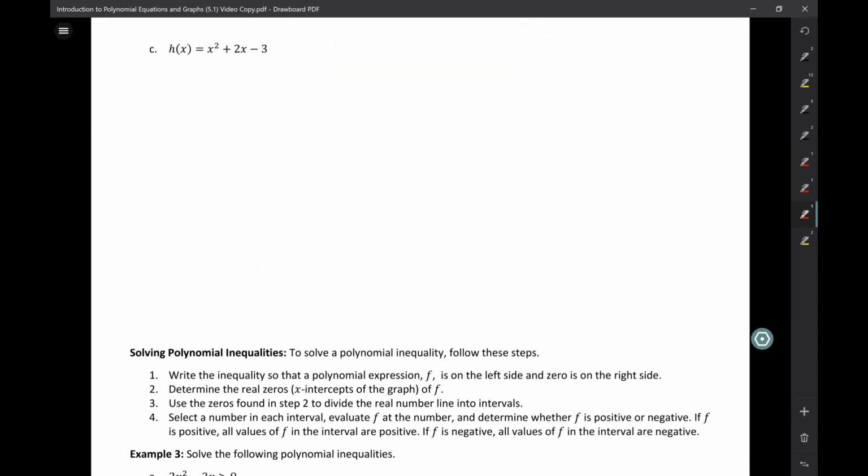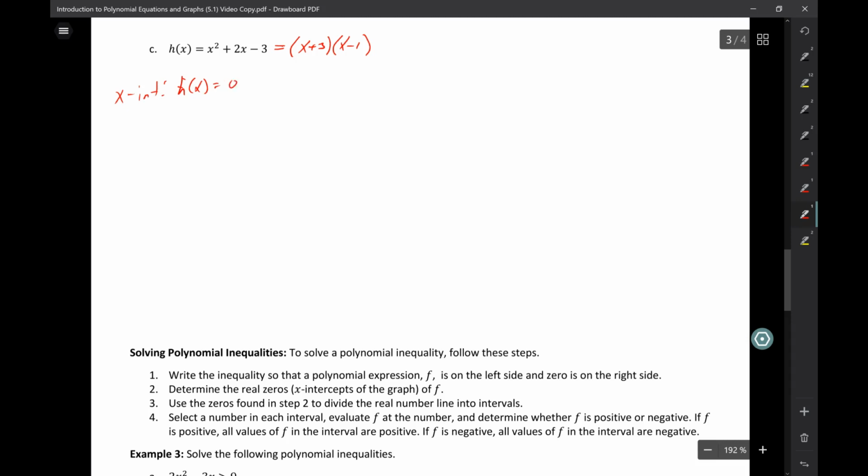Finally, we have h of x equals x squared plus 2x minus 3. Now, you should verify for yourself that this factors into x plus 3 times x minus 1. The x-intercept is when we set the whole function equal to 0.